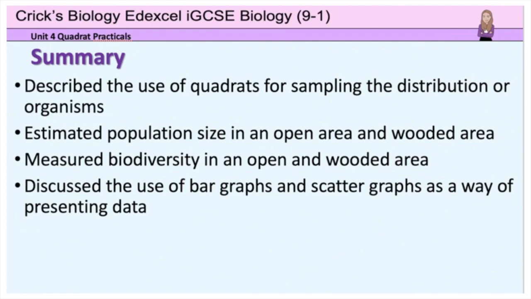We have now finished the work from Unit 4 on quadrats. During the lesson, we have described the use of quadrats for sampling the distribution of organisms. We have estimated the population sizes in an open area and a wooded area. We have measured the biodiversity in an open and wooded area, and we have discussed the use of bar graphs and scatter graphs as a way of presenting data, making sure we follow the rules of graph drawing.